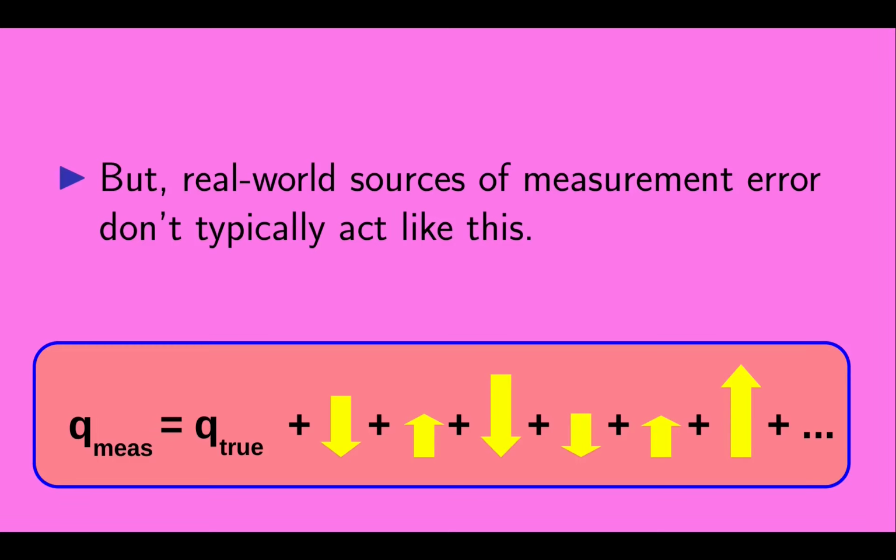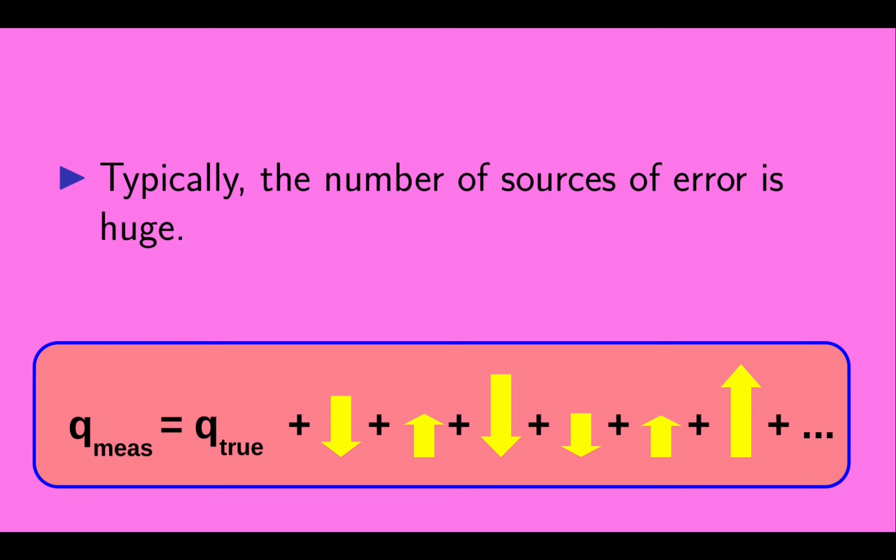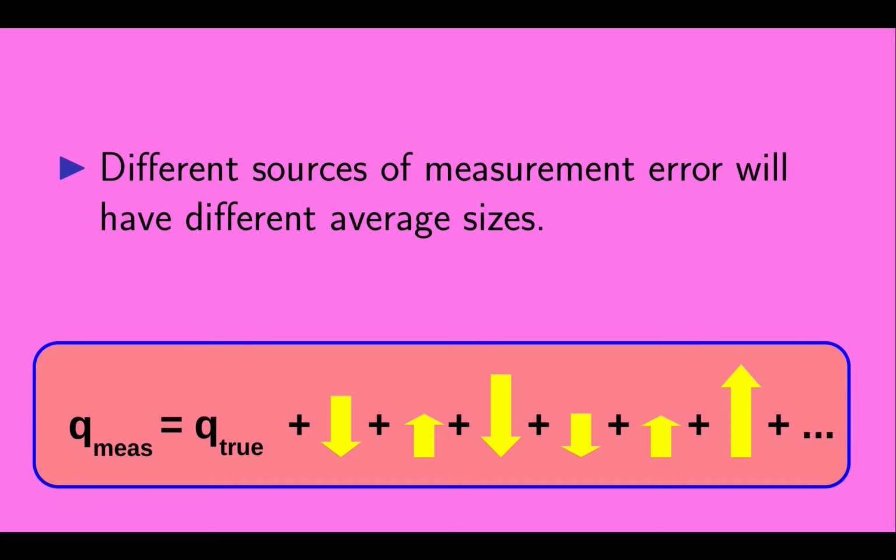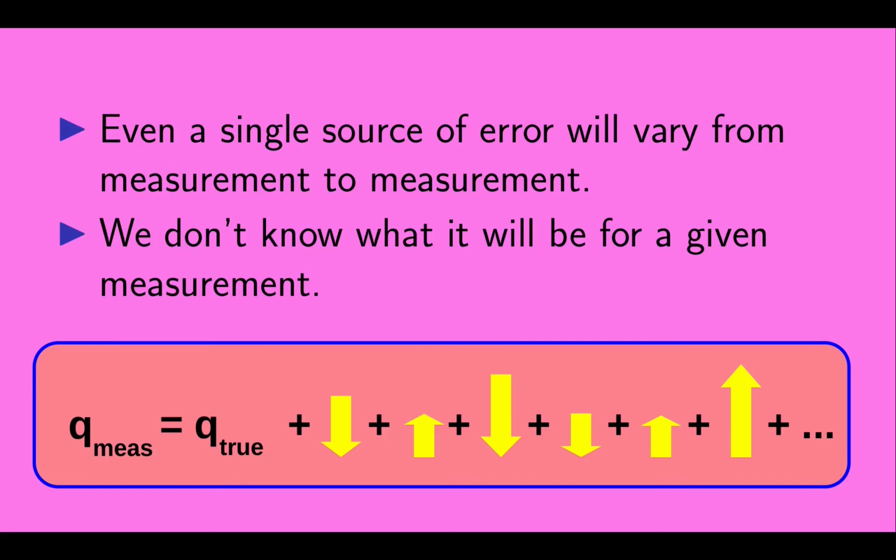But real-world sources of measurement error don't typically act like this. Typically, the number of sources of error is huge. The different sources of measurement error will have different average sizes, and even a single source of error will vary from measurement to measurement. When we make a measurement, we don't know what it will be for that given measurement. So for one measurement, the error sources might look like this. If we measure the same quantity again, they might look like this. And if we measure it again, they might look like this.